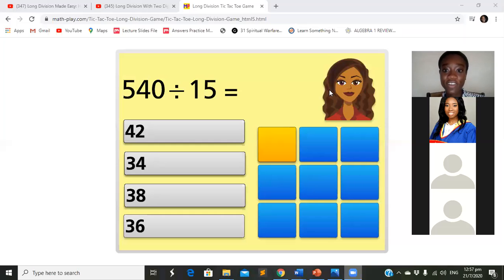All right, so it's on the screen now. This one, 540 divided by 15. So we're playing tic-tac-toe. I thought you could see it, but we're playing tic-tac-toe. So the aim that I'm trying to get you guys to get is an X or an O, so you can get the tic-tac-toe. So first, you have to solve this one first. 540 divided by 15.